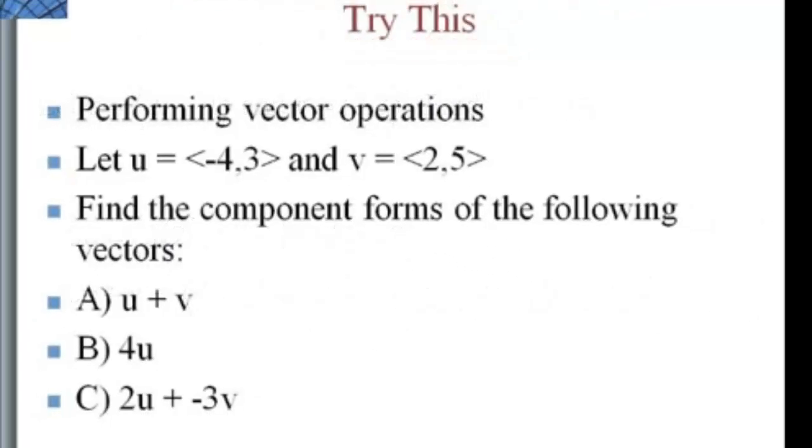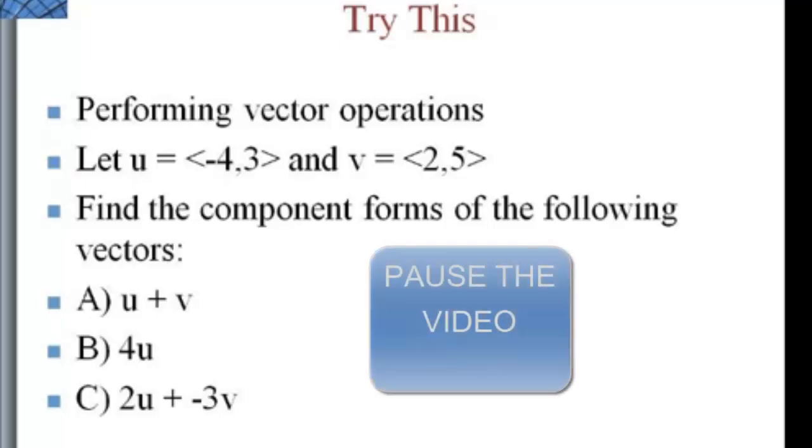Try these vector operations. If the vector u is <-4, 3>, and v is <2, 5>, find u plus v, 4u, and 2u plus -3v.